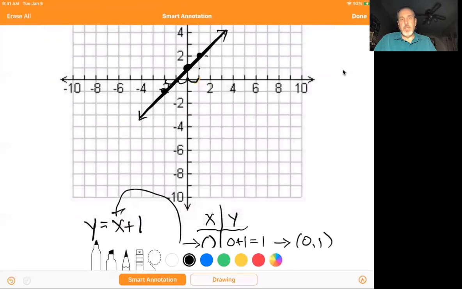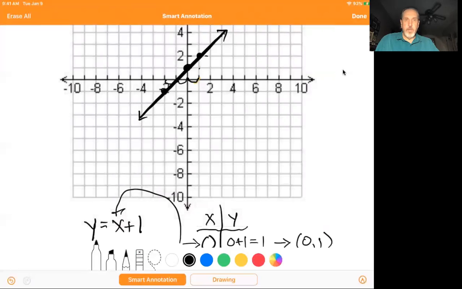And of course, we put arrows on the end because a line continues in both directions without end. If you don't put the arrows, I'm not going to count it wrong. But that's the line, y equals x plus 1. And we found that by plotting points. We picked some values for x, we plugged them in, we solved for y, and we got that line.